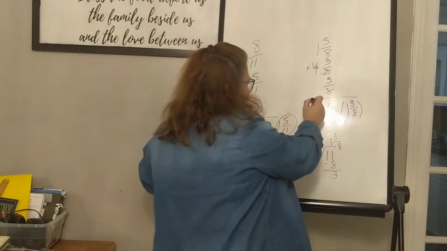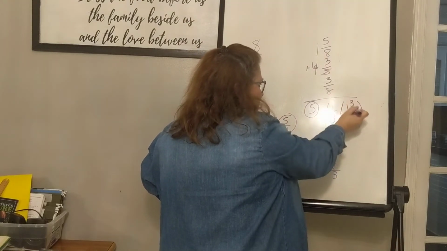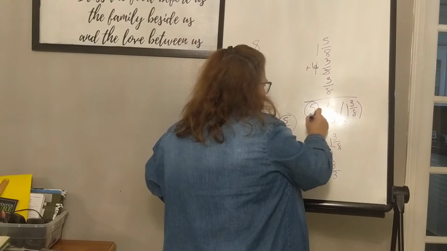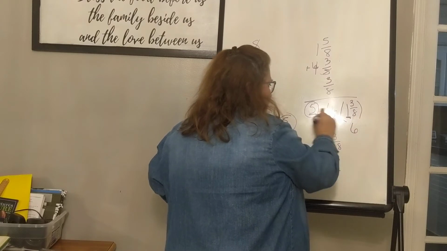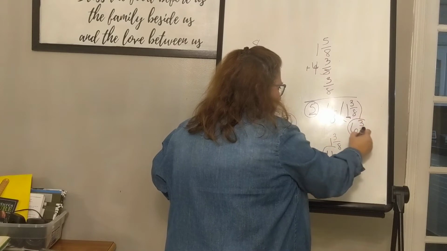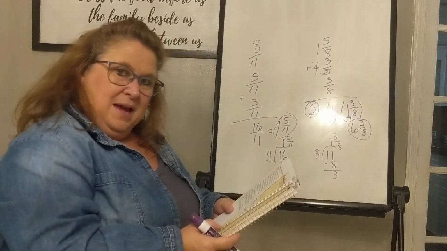So I have this whole number over here that's just all by itself. I turned that 11/8 into this mixed number. So I'm going to take this whole number, and I'm going to put them together. 5 plus 1 is 6, and my fraction is going to stay the same. So my final answer to that problem would be 6 and 3/8.